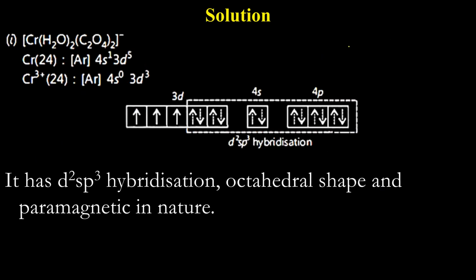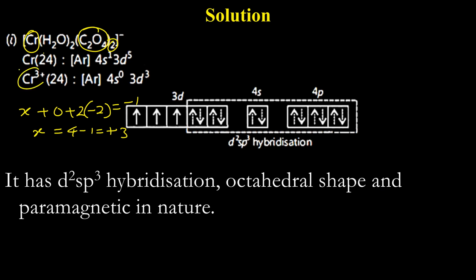If pairing does not take place, what will happen? You will write the configuration of chromium. What is the oxidation state of chromium? How do you calculate? This one will have -2. So chromium is X, H2O has 0, and oxalate has -2, and then 2 oxalates, that is 2 times -1. So X will be 4 minus 1, that is +3. So from here you got the oxidation state as +3.